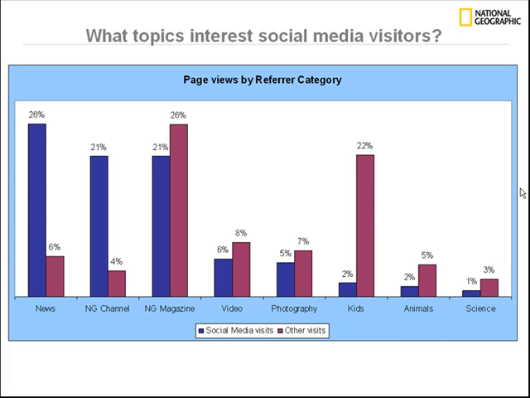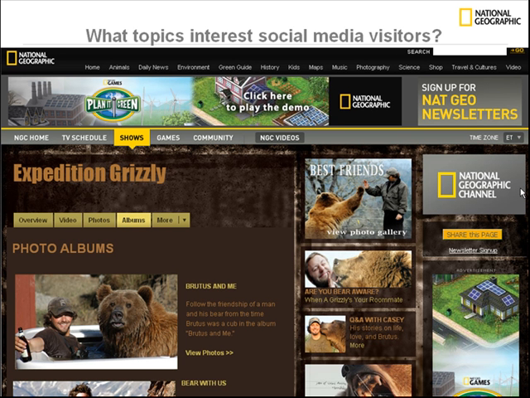And though they don't get the traffic that the news site does, our channel and our magazine site actually do very well when it comes to pages from the social media category. Once people make it on that site, they do like what they see, and the photo albums on those sites are very easy to share and then browse through. So I wanted to show some examples of what types of content interest social media visitors.